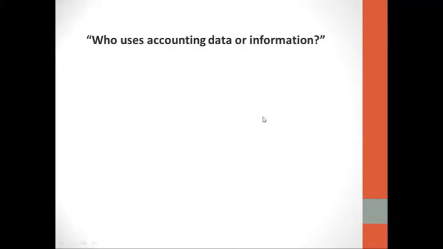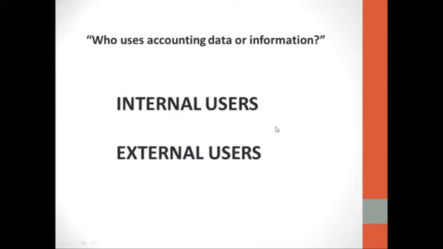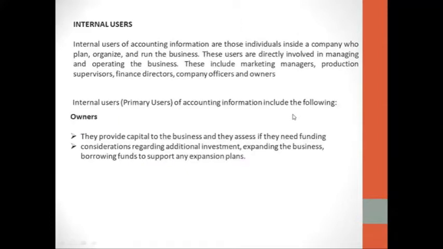So who uses accounting data or accounting information? We have what we call internal users and external users. So let's discuss internal users first. Internal users of accounting information are those individuals inside the company who plan, organize, and run the business. These users are directly involved in managing and operating the business. This includes marketing managers, production supervisors, finance directors, company officers, and owners, of course. So basically, when we say internal users, those are only the people within the organization.